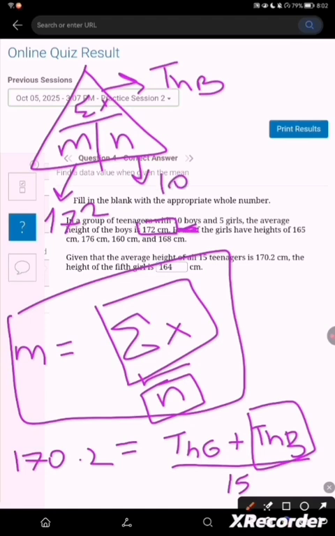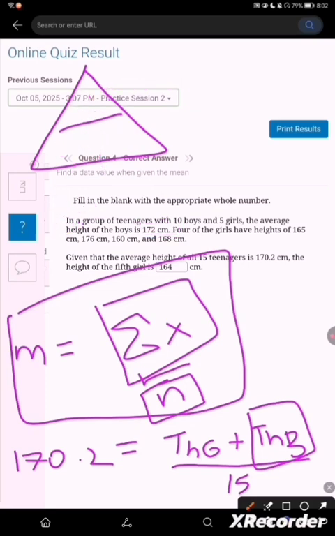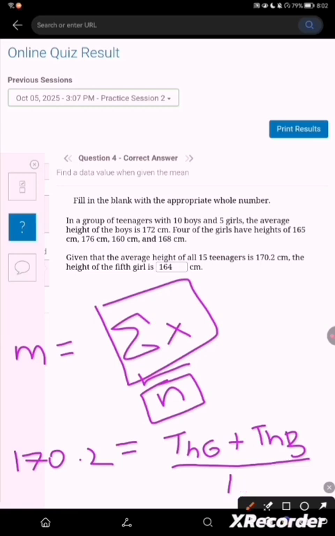So simply, all you have to do to find the total height of the boys is multiply 172 with 10. Now you can either do that mentally, you get 1720, or just use a calculator, and you also get 1720. So now instead of just putting total height of boys into the equation, you can put 1720, and then this was over 15.